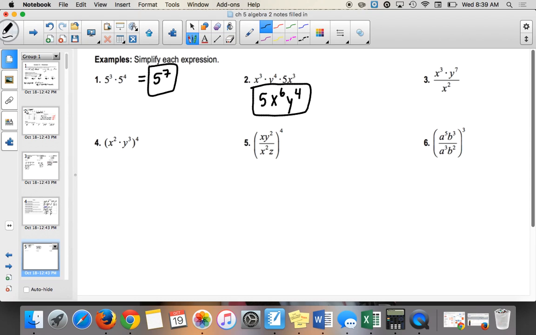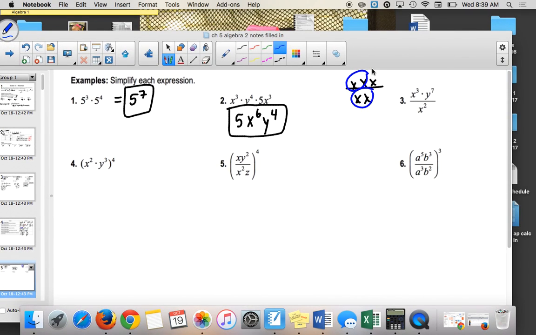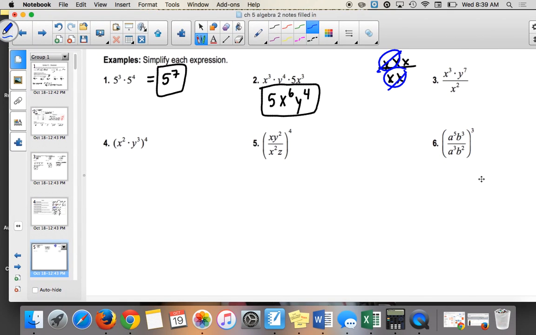So this next one, if I had x cubed y to the 7th over x squared, imagine the x's on top and bottom. We have 3 x's on top. We have 2 x's on bottom. So 2 are canceling on the top and the bottom. So we're going to be left with an x on top and a y to the 7th. And then I could write a 1 on the bottom, but I'm just going to leave it. So I could say xy to the 7th all over 1, or just xy to the 7th.